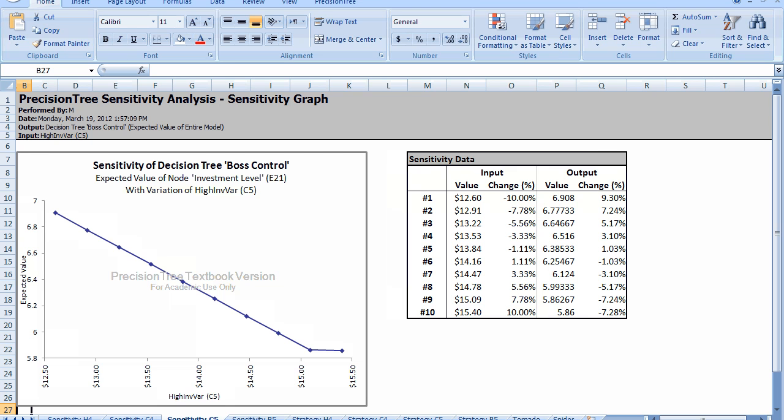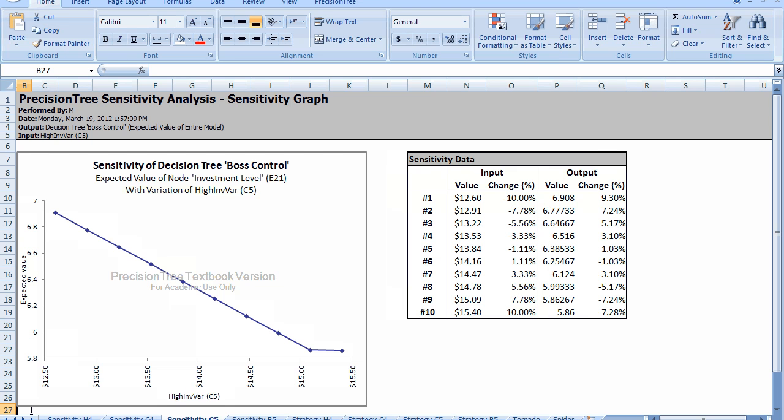In the table, when it's 12.6, that's a 10% reduction in variable cost. That will yield almost a 10% increase in the expected value, in this case 9.3%. If the change in this variable cost was only minus 7.78%, it was $12.91, the expected value now is $6.77 million, not as much as before, and the improvement over the original solution was 7.24% higher.